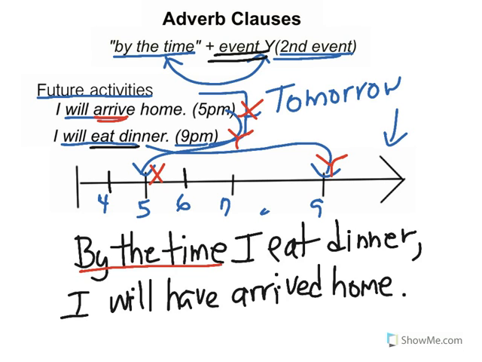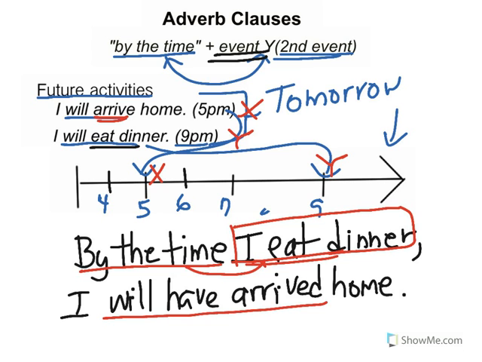Now, even though this is going to happen in the future, anytime you have an adverb clause, you will not have a future tense in the adverb clause. Therefore, for a future event, we use just the simple present. By the time I eat dinner tomorrow, then in the main clause, I will have arrived home. You have here a future perfect. So let me put the label here so you know. Future perfect goes in the main clause.